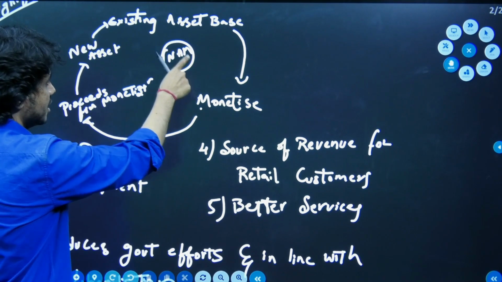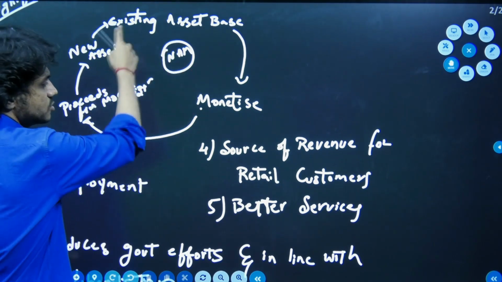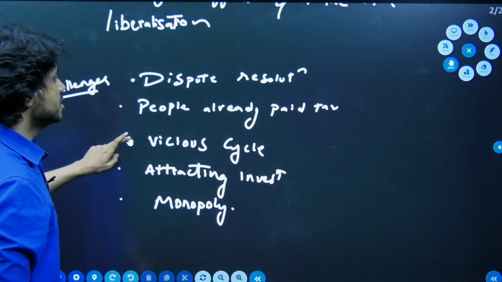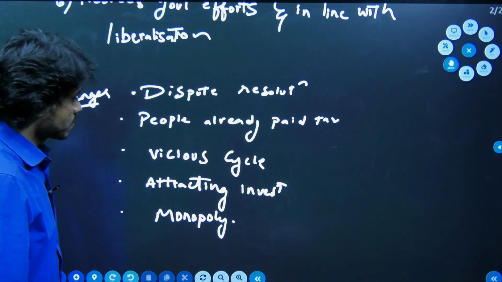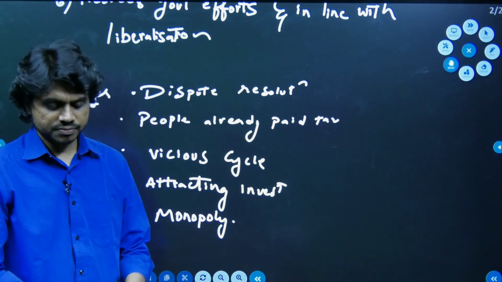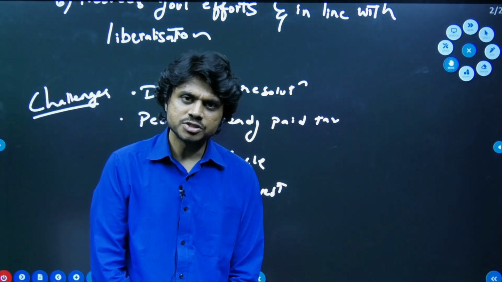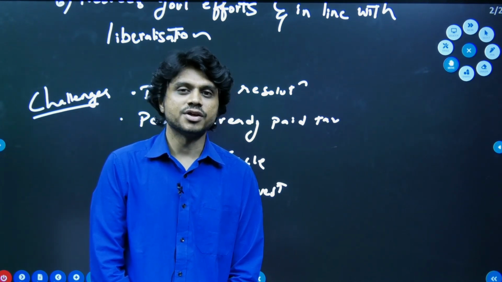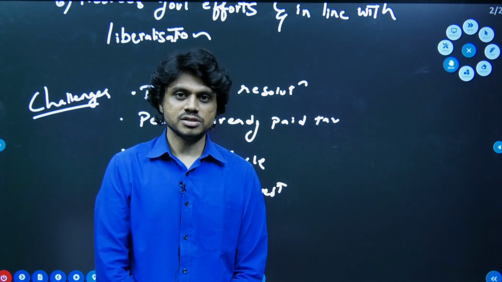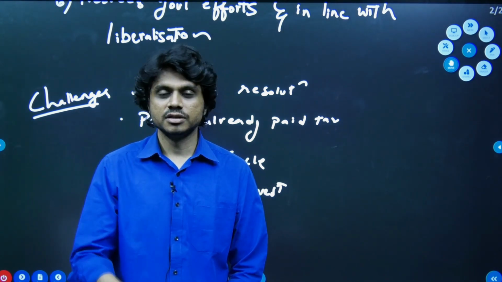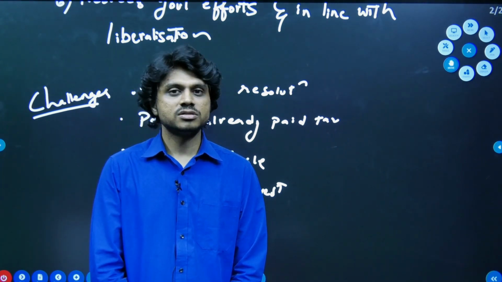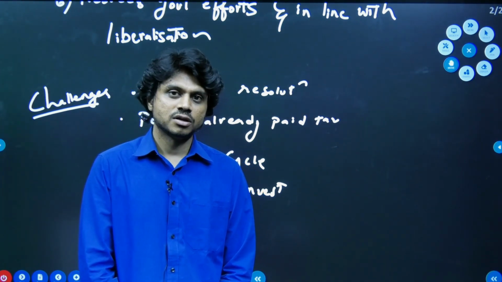Creation of assets, and again making use, again creation. So people criticize the same concept, as it generates a kind of vicious cycle. And attracting investment is also a challenge. Would the private sector participate in the areas where the returns are low? No. It will participate in those areas where returns are high, where a good amount of profit is generated. Or else, why would the private sector come?